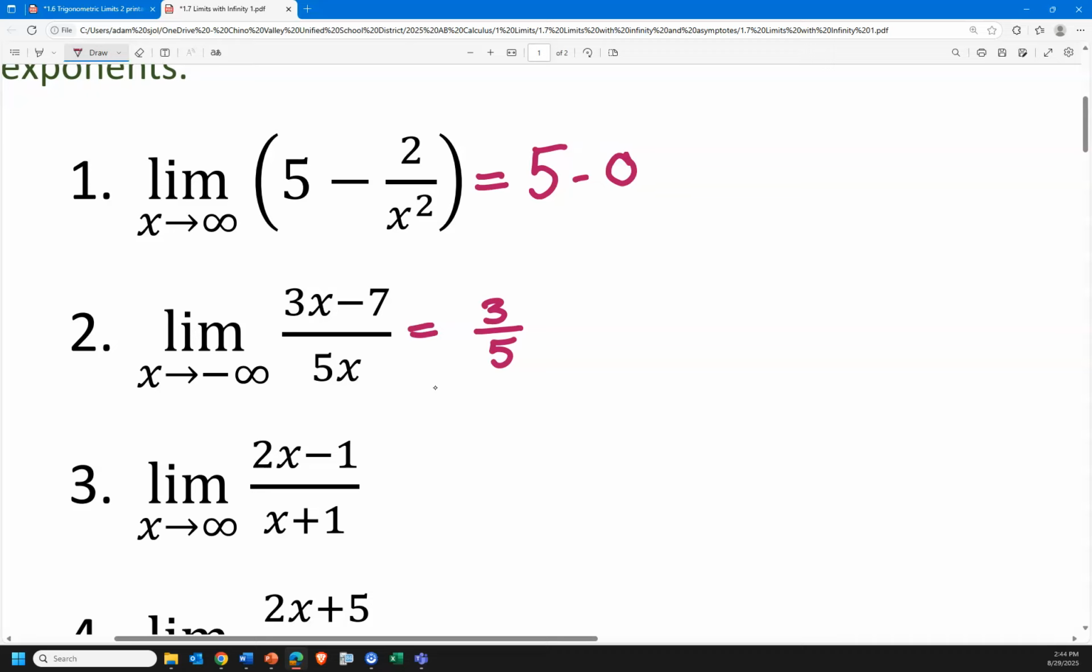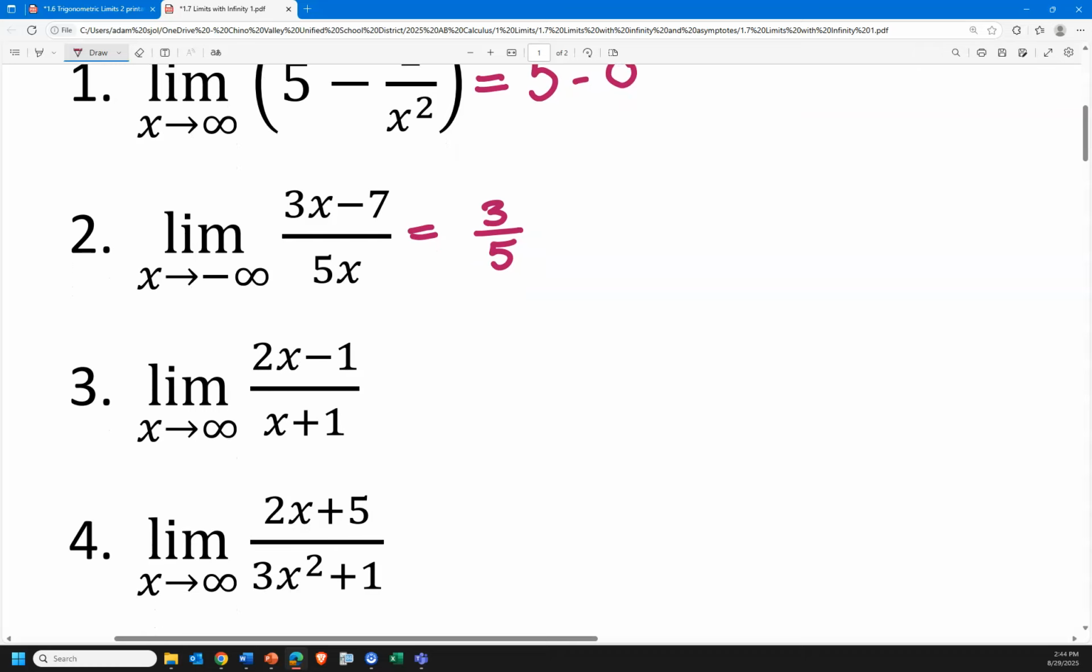When we use negative a trillion, negative 3 trillion minus 7 is about negative 3 trillion. That negative 7 is less effective. Over 5 times negative a trillion, it's about negative 3 trillion over negative 5 trillion, even closer to 3/5.